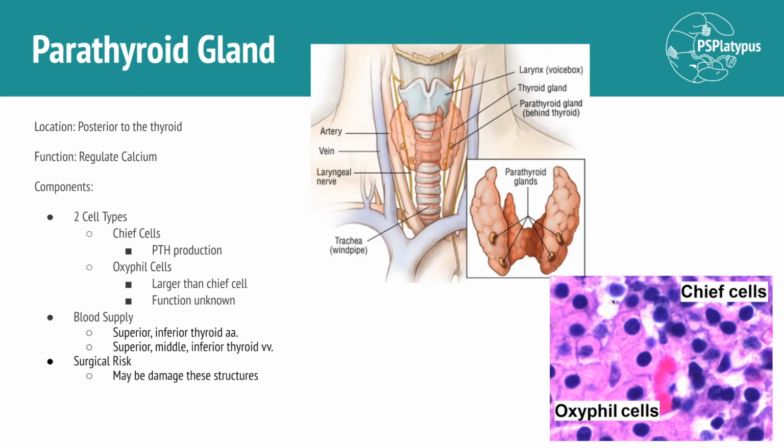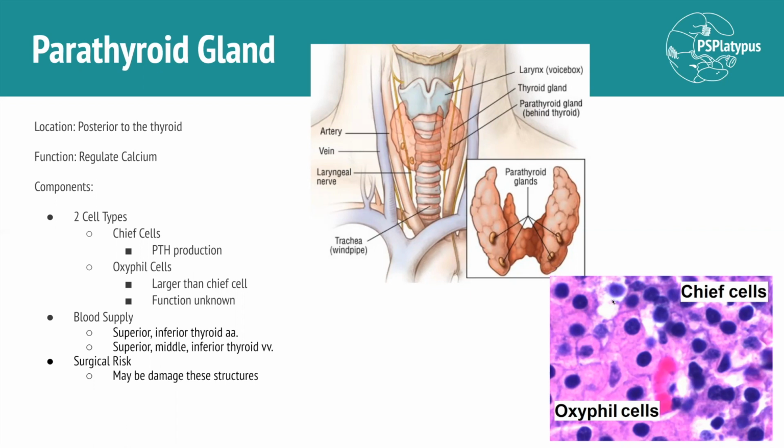Like all endocrine glands, they are hypervascularized as they require rapid access to the bloodstream to release their hormones and have an effect across the body in a rapid and effective manner. In terms of blood supply, the parathyroid glands are supplied by the superior and inferior thyroid arteries and the superior, middle and inferior thyroid veins.